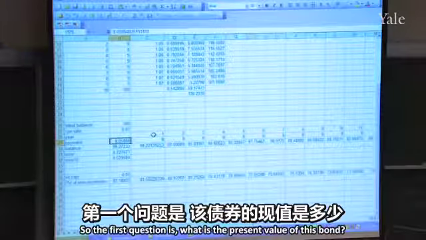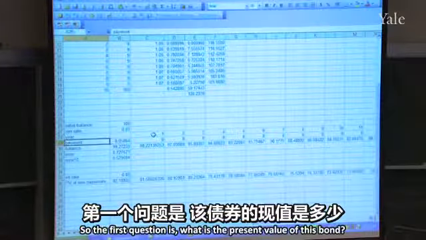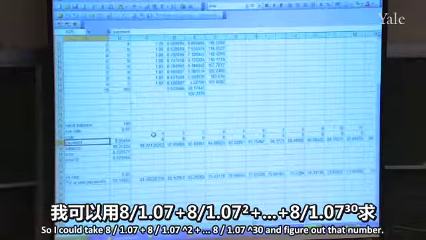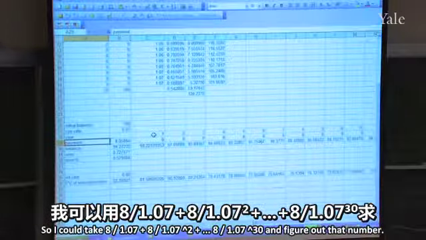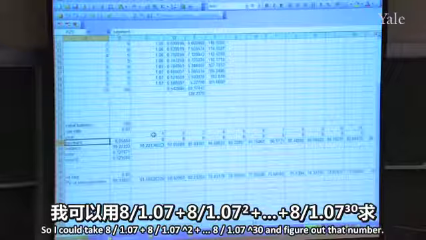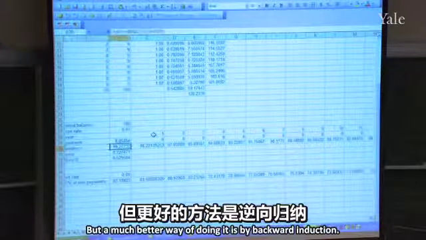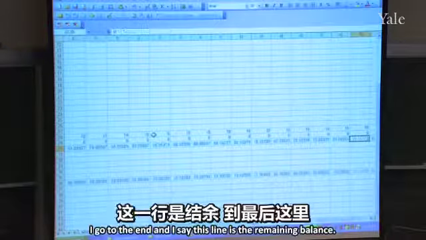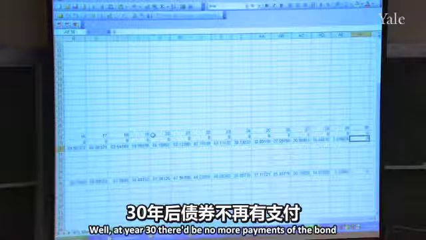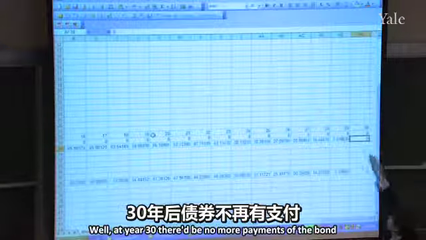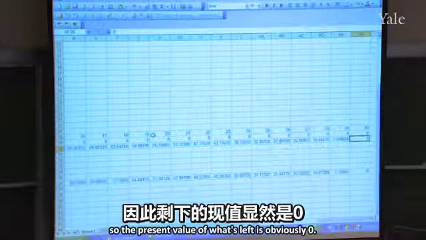So the first question is, what is the present value of this bond? I could take 8 divided by 1.07 plus 8 divided by 1.07 squared, all the way to 8 over 1.07 to the 30th power, and figure out that number. But a much better way of doing it is by backward induction. I go to the end and say this line is the remaining balance. At year 30, there will be no more payments of the bond, so the present value of what's left is obviously 0.